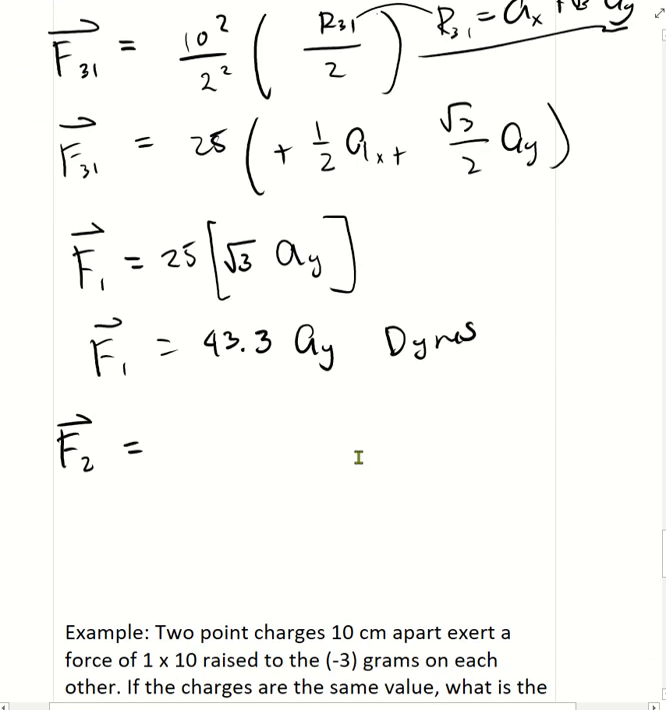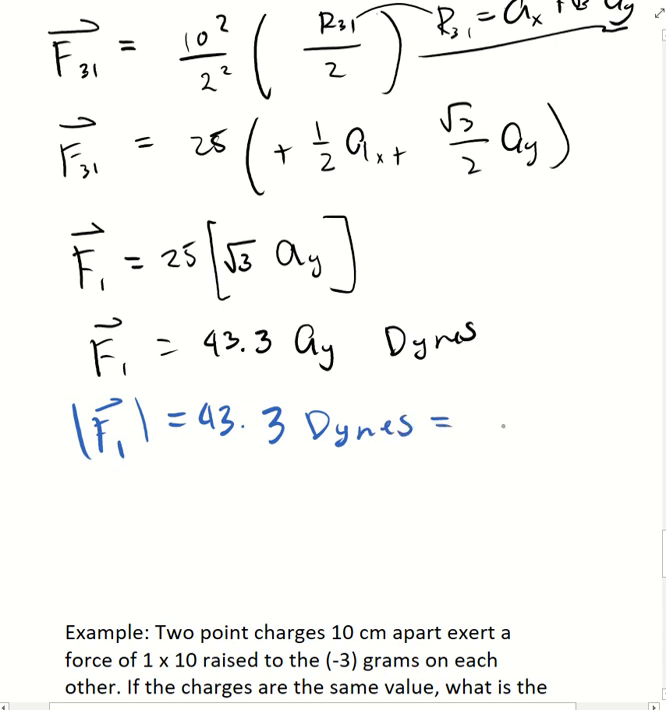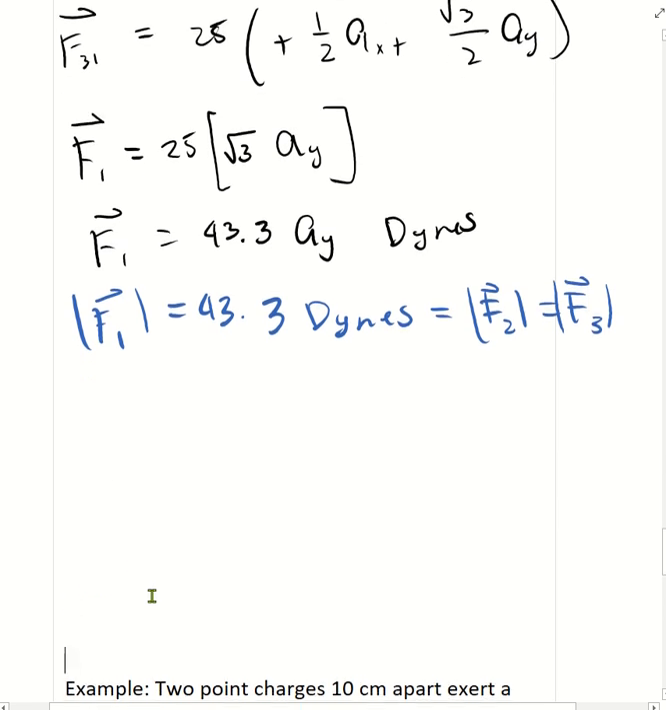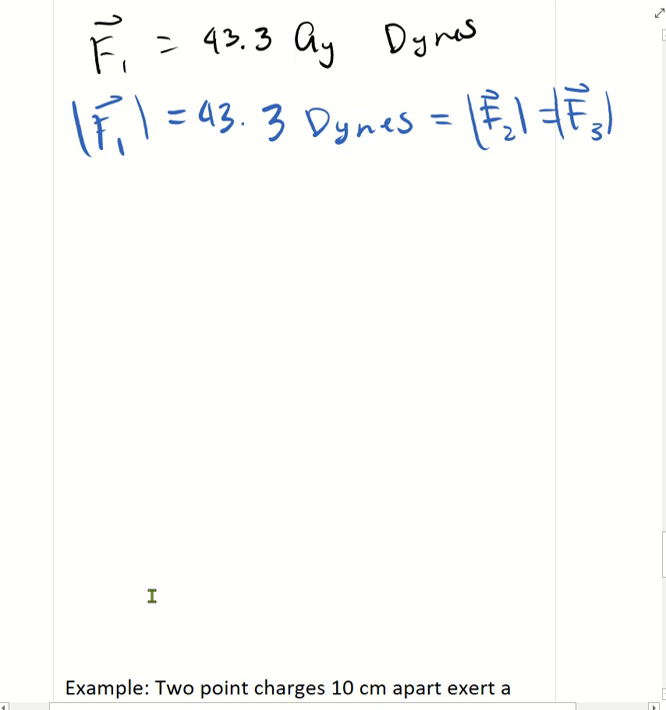And they're all 25 or 43.3 lines. So the magnitude now at F1 is 43.3, which is also the same as the magnitude in F2 and also the magnitude in F3. They all have the same magnitudes. Why? Because they all have the same charges and the same distance. The only difference between them is their direction.